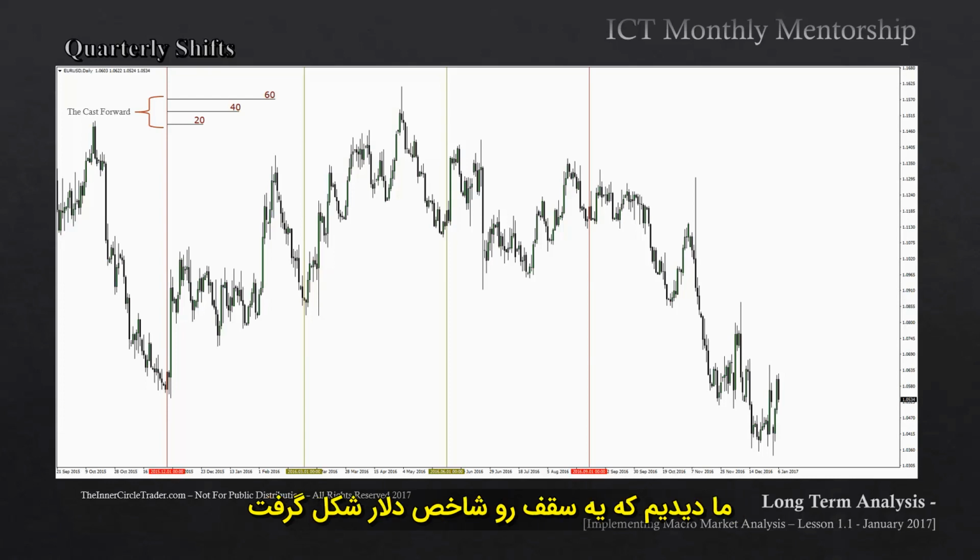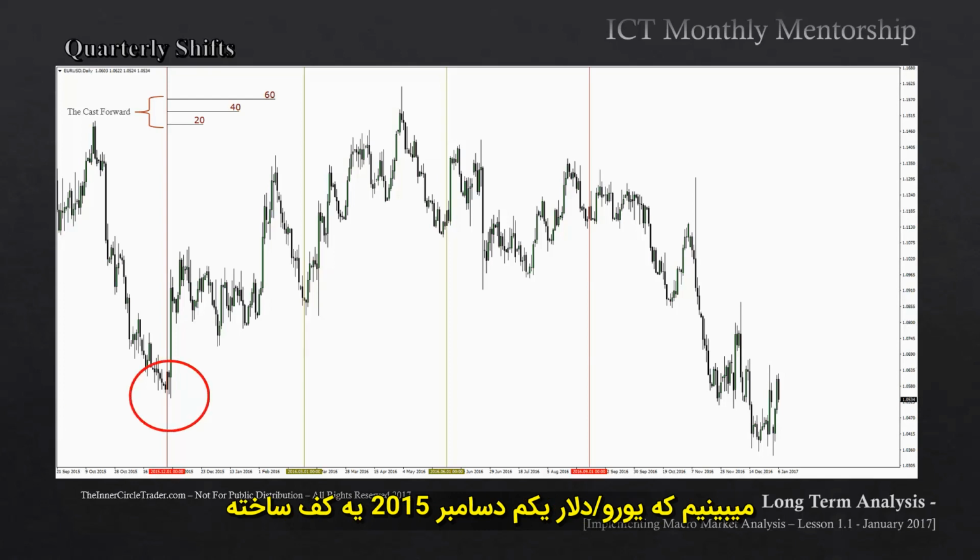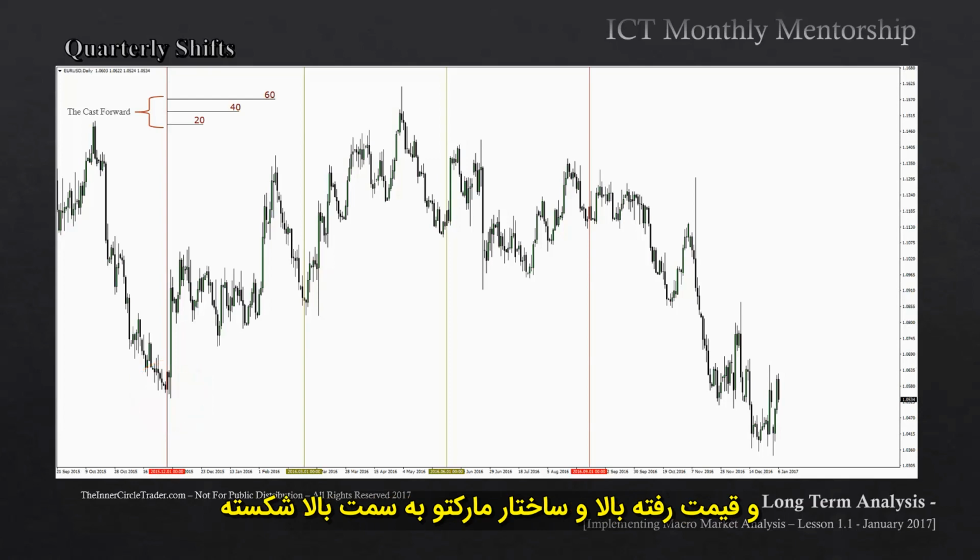We saw a high form on the dollar index and expected the market to move lower because it broke its market structure bearishly. We can see the euro dollar made a low here December 1st, 2015, and price moved higher, breaking market structure bullishly for it.